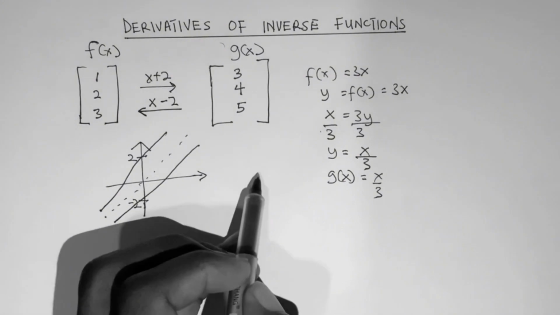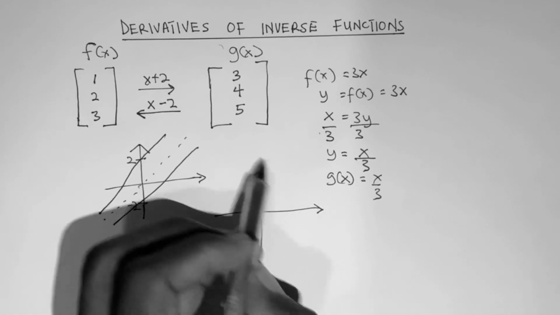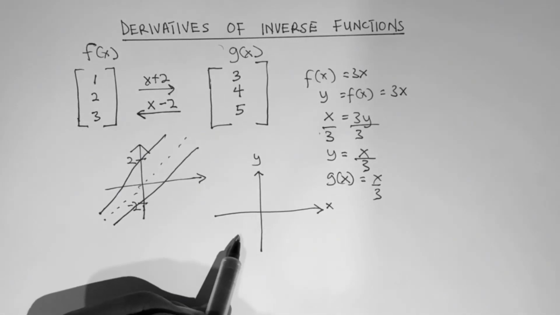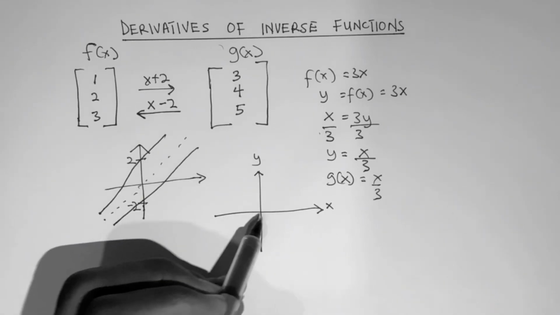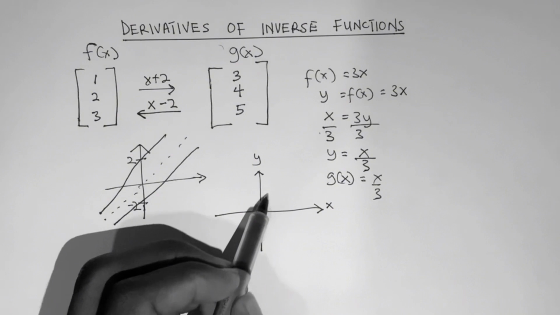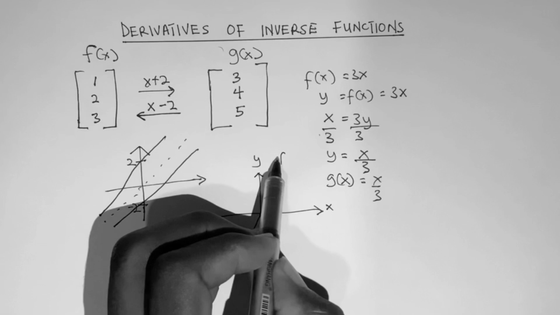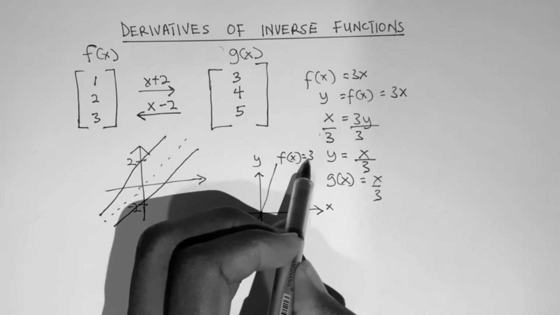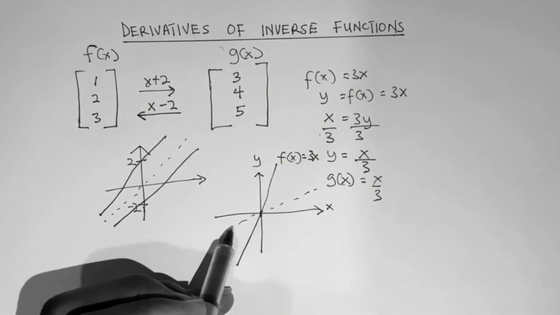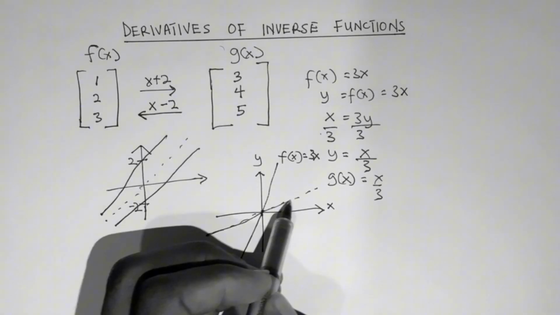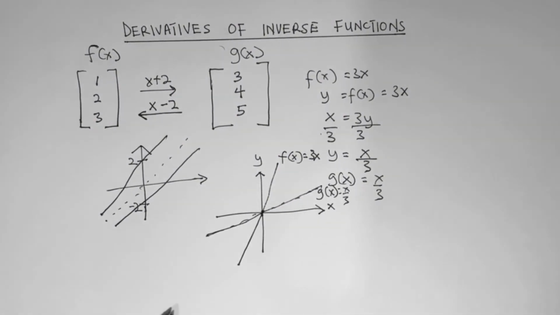If we are to represent this on a graph, let's show this on a graph, so that here's y and then here's x. So f of x equals 3x is going to look like this. This is f of x equals 3x. And then g of x equals x over 3 is going to look like this. So this is the graph of g of x equals x over 3.